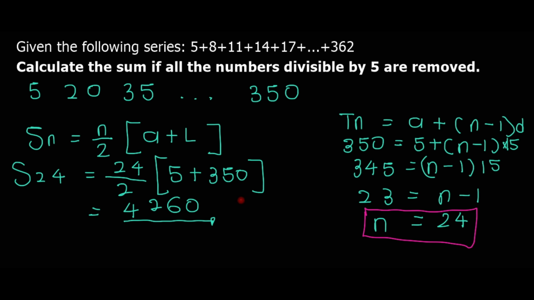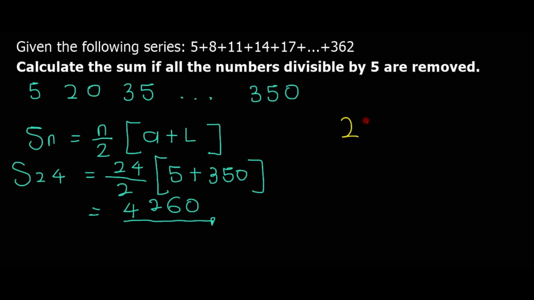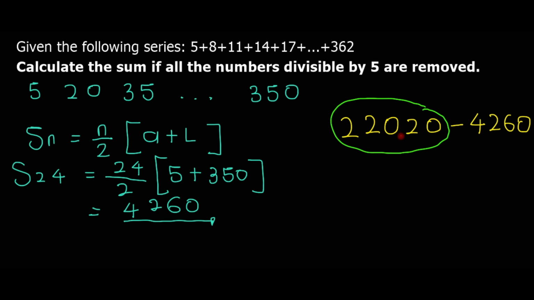And remember that the sum of the numbers that are divisible by 5 and also those that are not divisible by 5 is 22020. So now we can subtract: 22020 minus 4260. This is because 22020 contains the numbers that are divisible by 5 and also those that are not, and we know that 4260 is the part that is divisible by 5. So now we can remove it because the question said we must remove those that are divisible by 5. And from there, the answer that we get is 11760. So this is the answer for this problem.